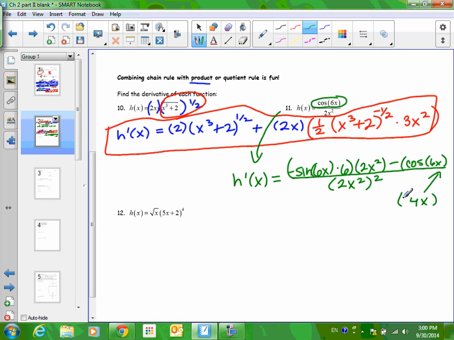So again, if you're kind of not sure about product and quotient rule, this is probably really overwhelming to you. It's probably a little overwhelming anyway. But we're just going to keep practicing, keep practicing, keep practicing.